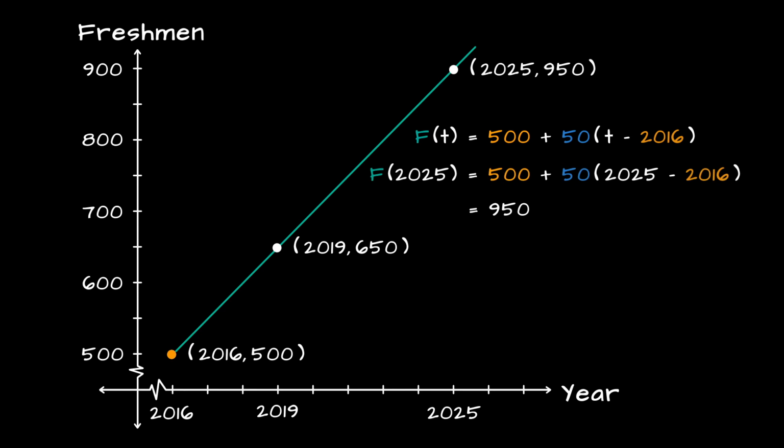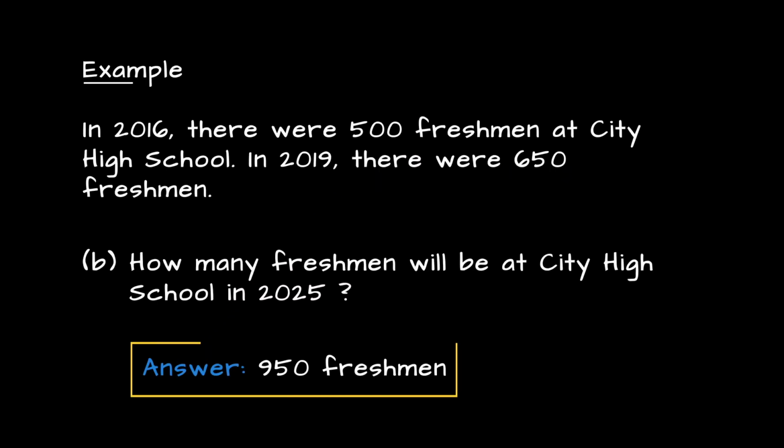This gives us our desired linear model, and all we have to do to finish the problem is substitute the year 2025 in for t, at which point a simple computation gives us an output of 950. Therefore, we would say that in the year 2025, freshman enrollment will be 950 students. And that, of course, is our answer to part B.